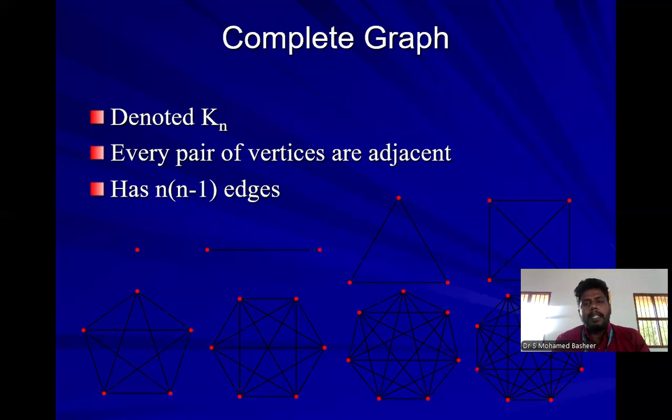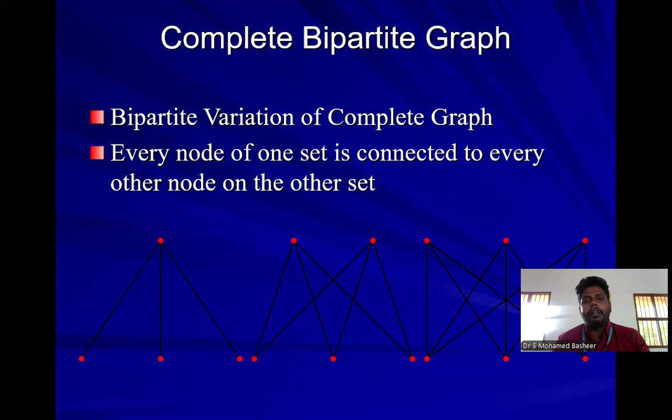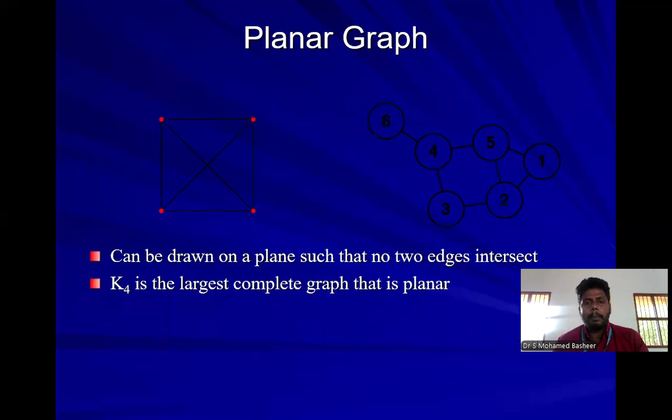Another one is the complete graph, denoted by Kn. Every pair of vertices is adjacent. It has n(n-1)/2 edges. That is a complete graph. Complete bipartite graph: a bipartite graph is a variation of the complete graph, where every node of one set is connected to every node of the other set. Planar graph. What is a planar graph?